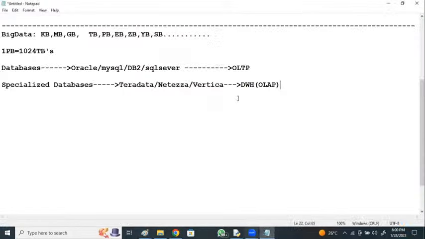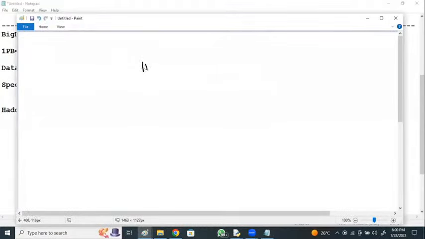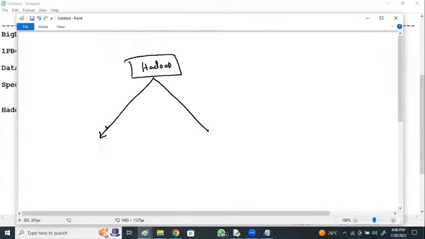As a solution to all the storage and processing level problems, we have got a framework called Hadoop. Hadoop is meant for two things. Hadoop provides two services: storage and processing.